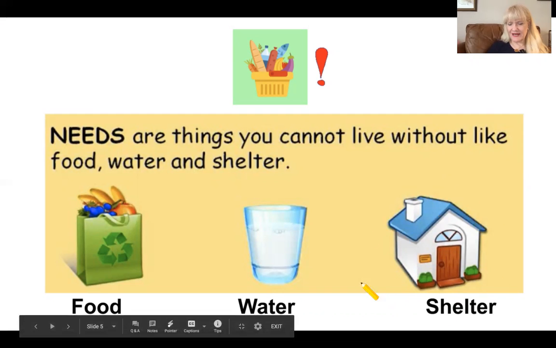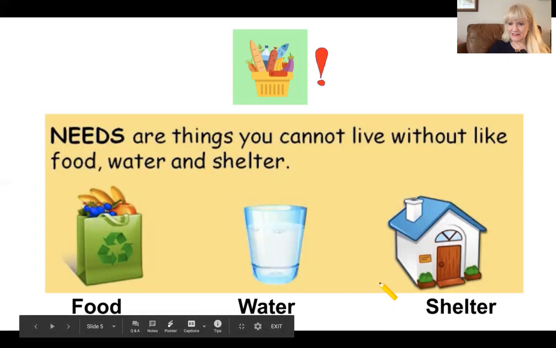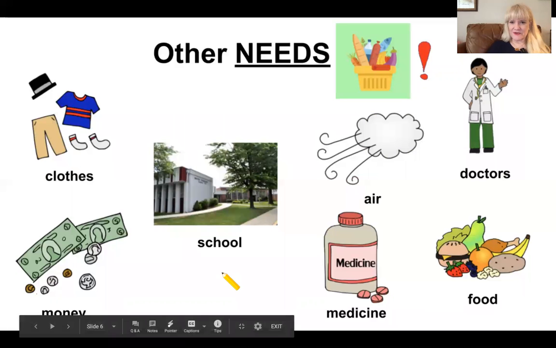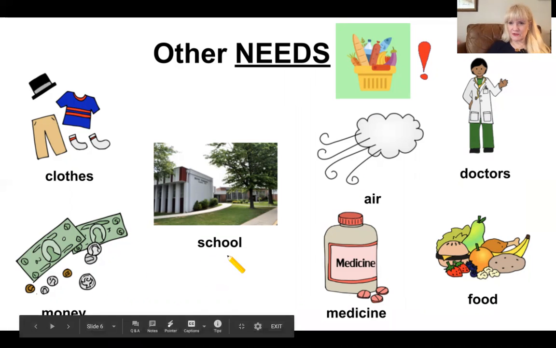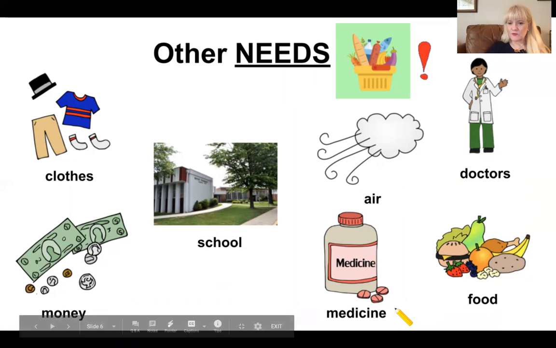We don't have to have a house that looks like this. Some of us live in apartments, some of us live in townhouses, and other people live in houses that are separate like this. But we all have to have food and water and shelter. We can't even live without those things. Here are some other needs. We need clothes. We need money. We need a school to go to. We need air to breathe. We need doctors who help us keep healthy. We need medicine. And again, we need food.